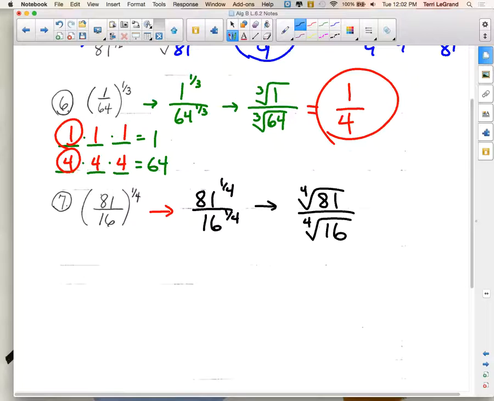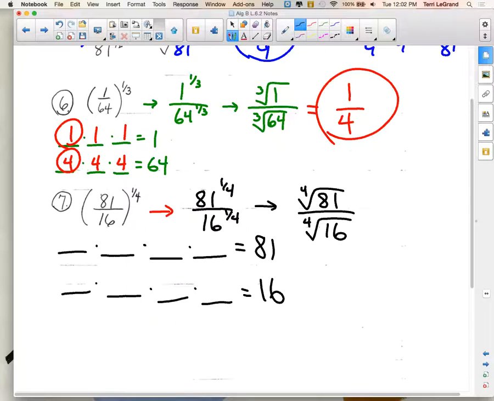Yeah, okay. So we're really looking for what times itself 4 times gives us 81, what times itself 4 times gives us 16. Aurora, what times itself 4 times gives me 16? 2. Okay, let's check it out. 2 times 2 is? 4. Times 2 is? Times 2 is? 16. Okay, that appears to be the right thing there.